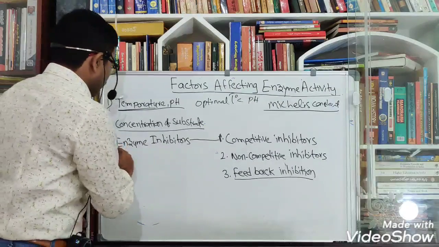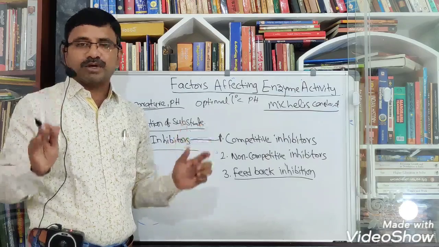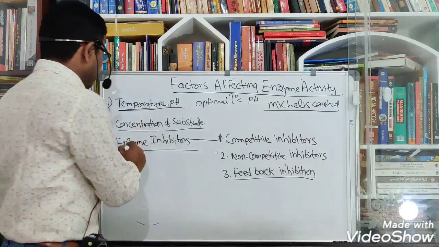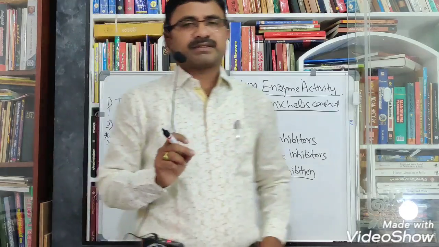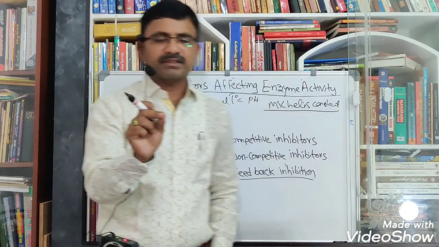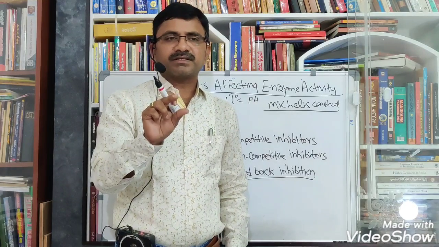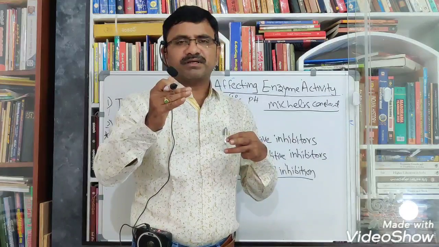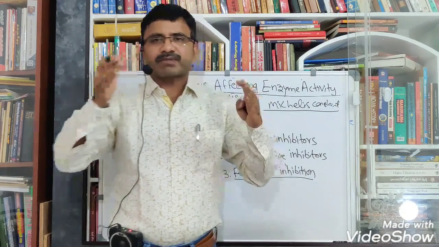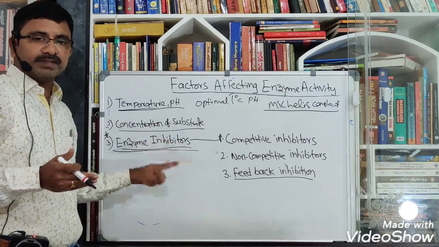Okay, the third factor, which is most important, is enzyme inhibitors. A few chemicals prevent the enzyme's activity. This process is known as inhibition. The chemicals which stop the enzyme activity are called inhibitors, or enzyme inhibitors.